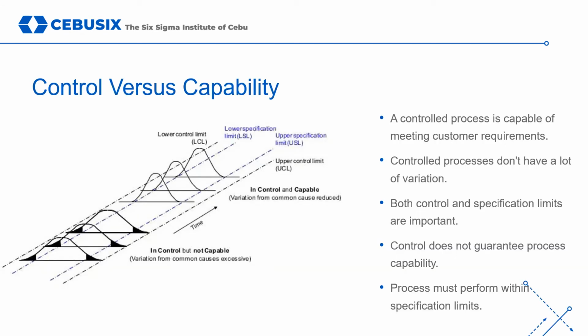It's important to note the distinction between a controlled process and one that is capable of meeting customer requirements. Controlled processes don't have a lot of variation. Capable processes don't have a lot of variation, and the outputs center around a customer requirement. This is why both control limits and specification limits are important.